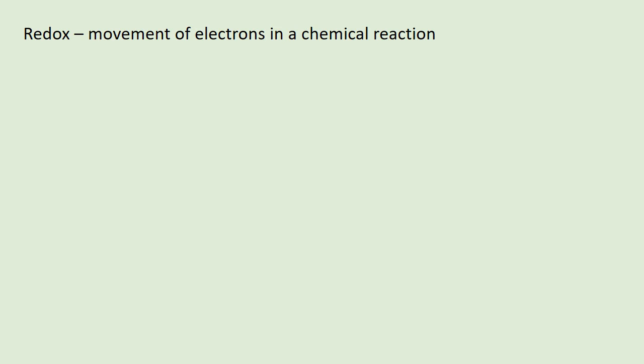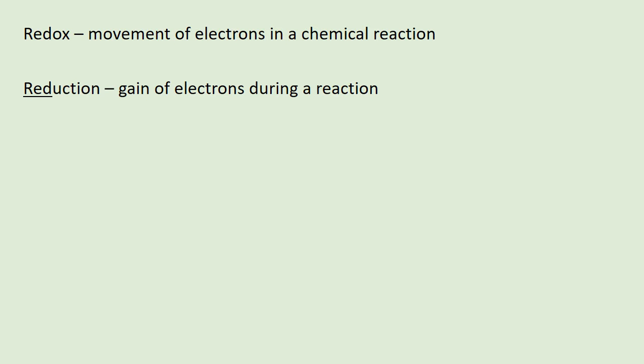So the term redox, that is the name given to a chemical reaction that involves the movement of electrons or the transfer of electrons. And we can break that down into 2 terms. Reduction means electrons are being gained during a reaction, and oxidation means electrons are being lost. Hence the term redox, reduction oxidation. It's a reaction that involves the movement of electrons.